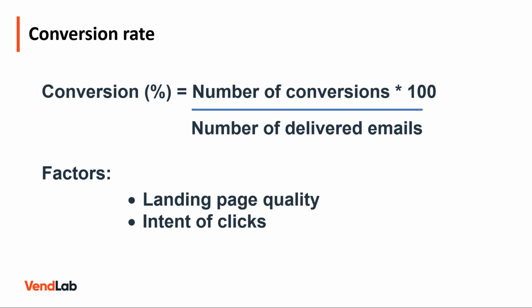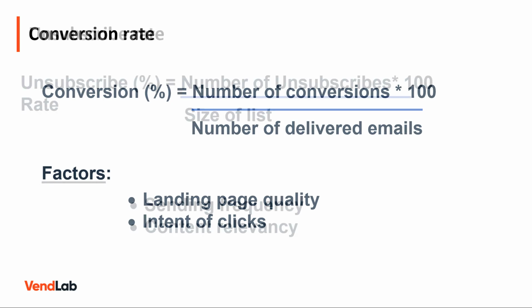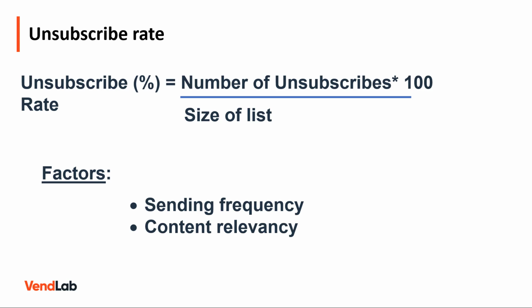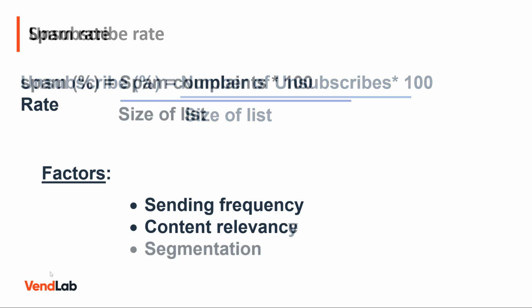Conversion rate measures the percentage of your email recipients who take the action you want. An example action could be purchasing a product from an e-commerce store. Factors affecting a conversion rate include the intent of the clicks and the quality of the landing page. The unsubscribe rate is the rate at which people opt not to receive your emails. Although unsubscribes are inevitable, assessing the unsubscribe metric gives you a sense of whether you're sending engaging content to your audience. Factors affecting the unsubscribe rate are sending frequency, the relevance of your content, and the segmentation you're using.